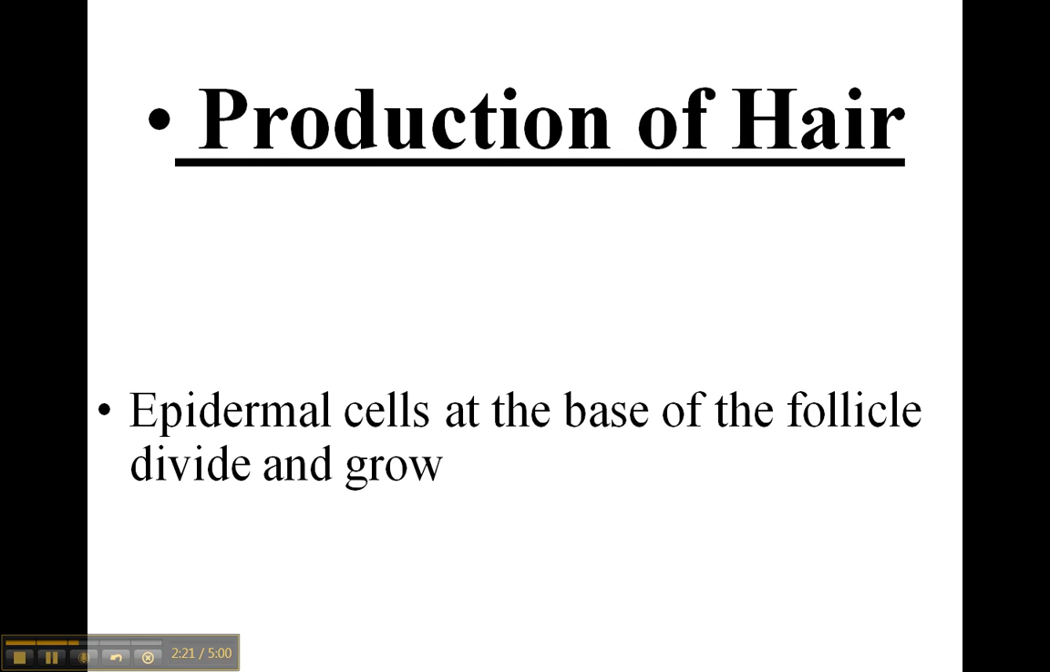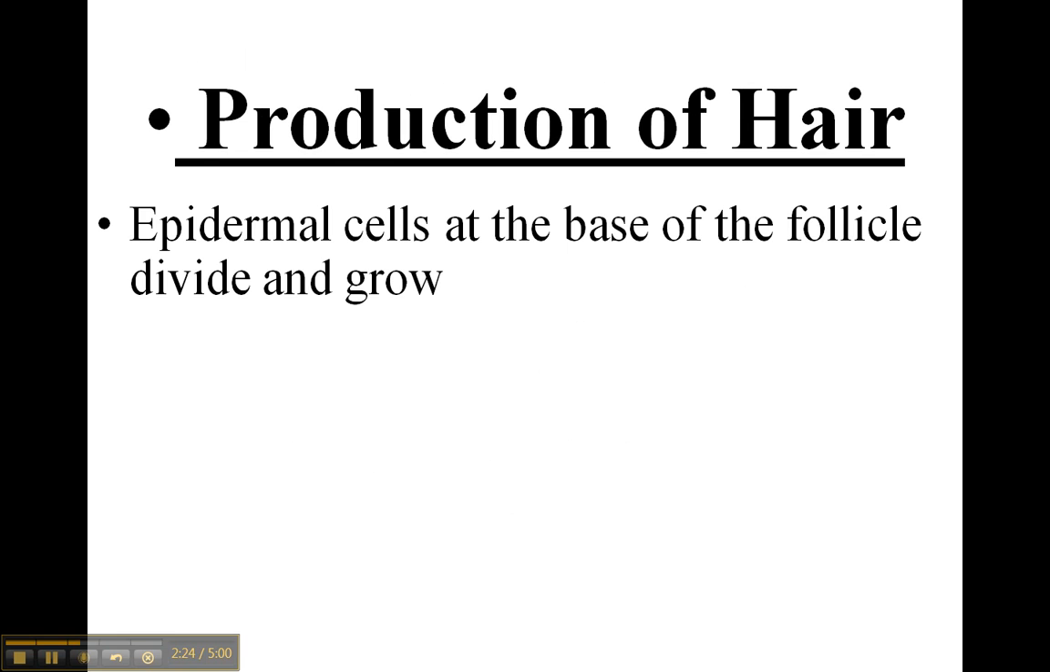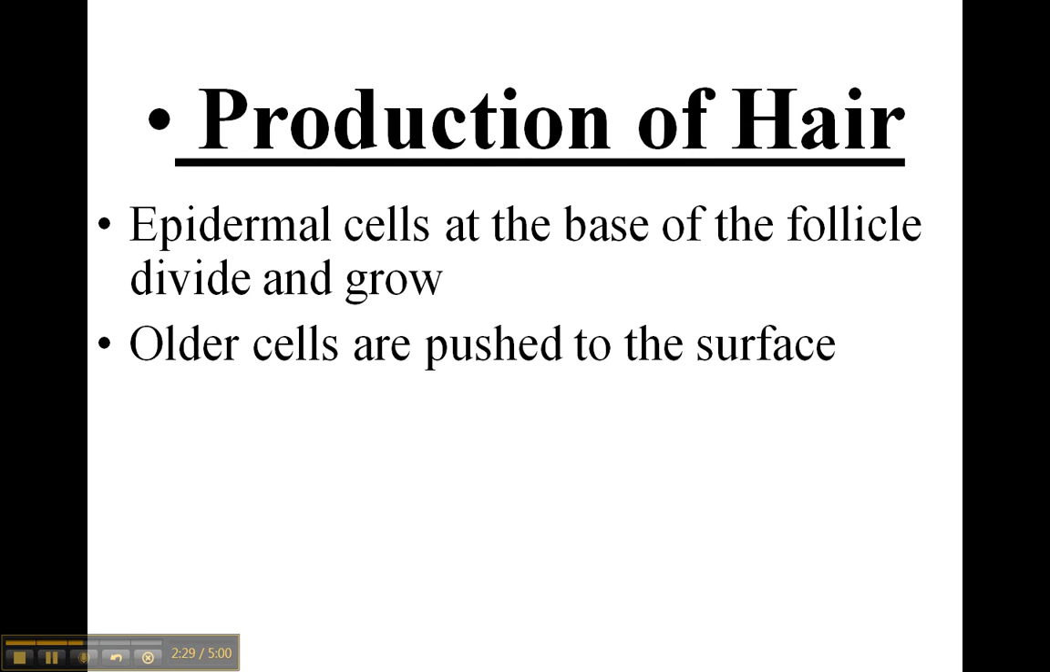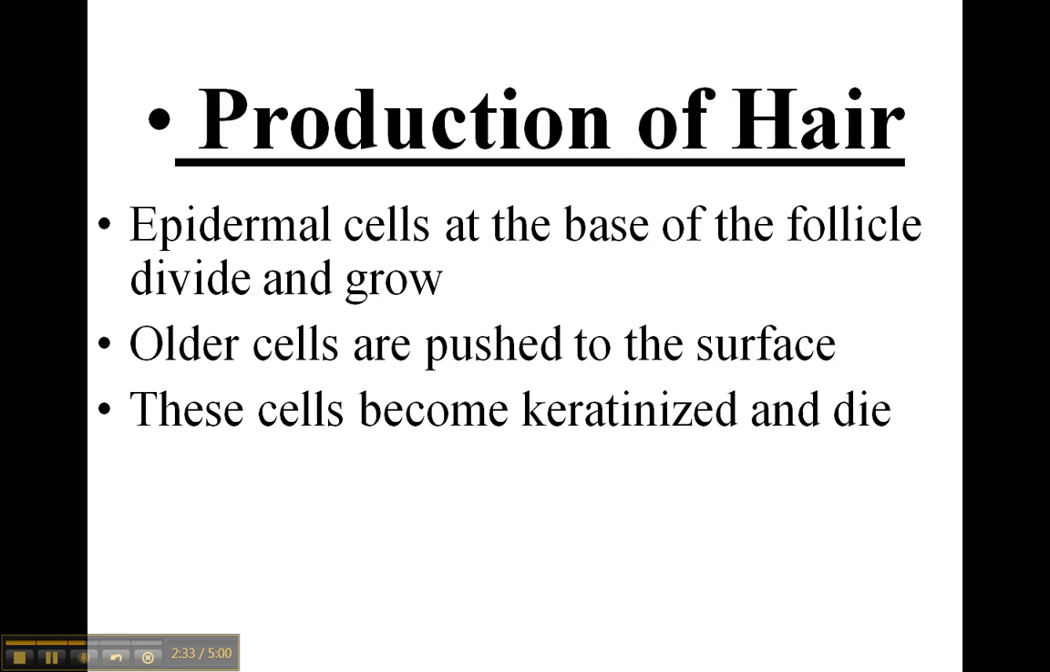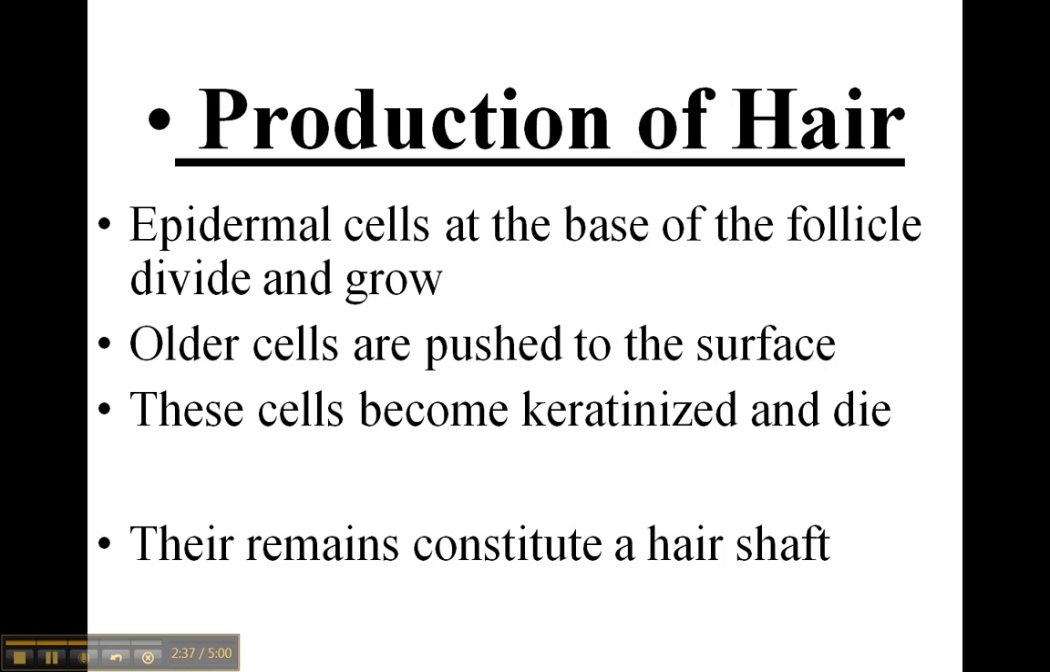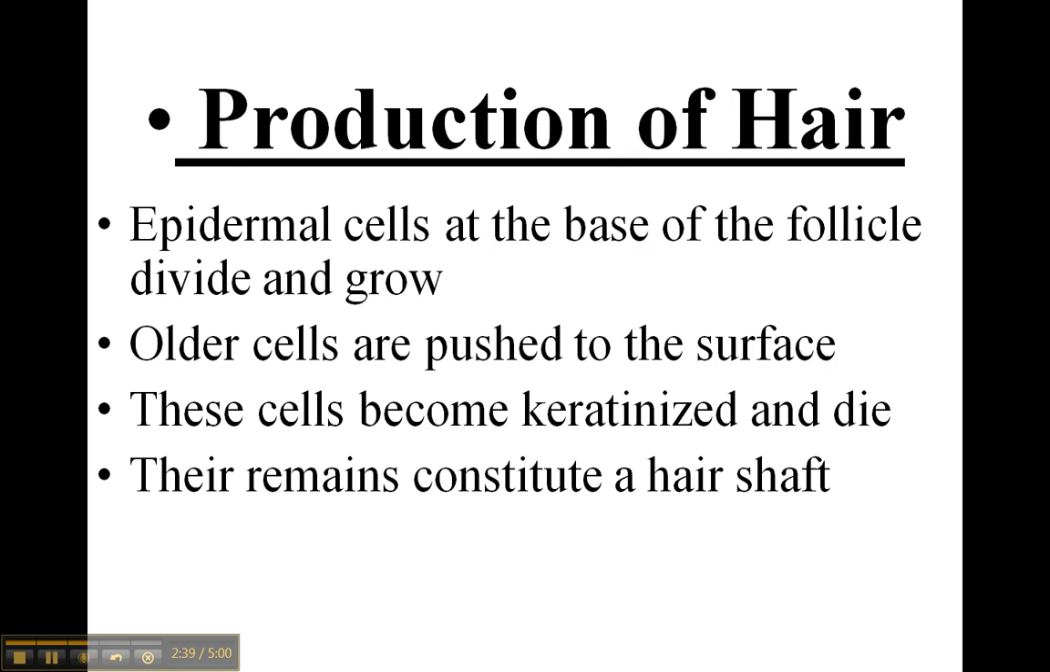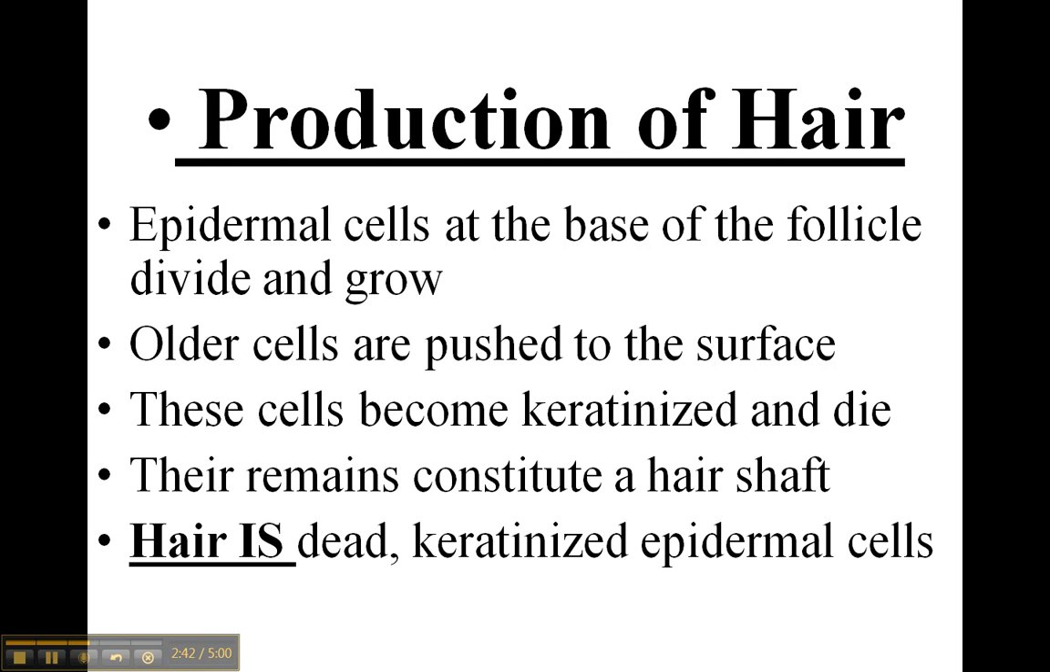Here's how hair is produced. Epidermal cells at the base of the follicle divide and grow. Older cells are pushed to the surface, and these cells become keratinized and die. Their remains are what we call the hair shaft. And hair is dead, keratinized epidermal cells.